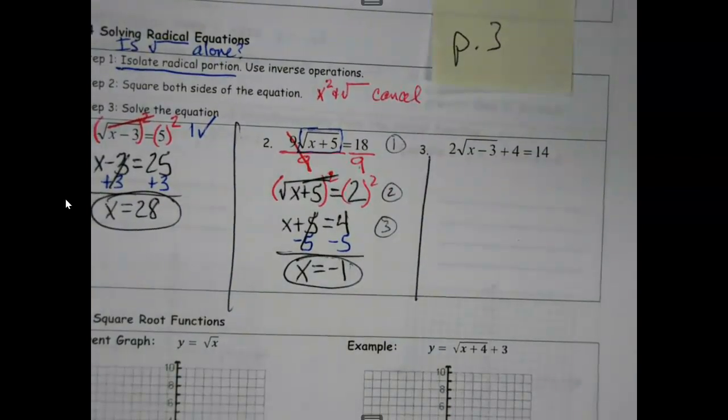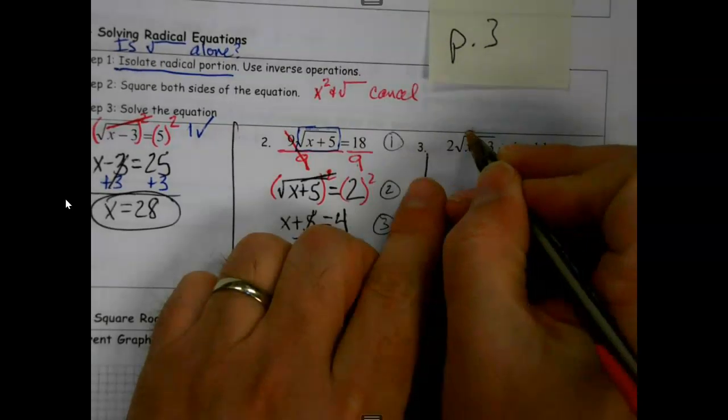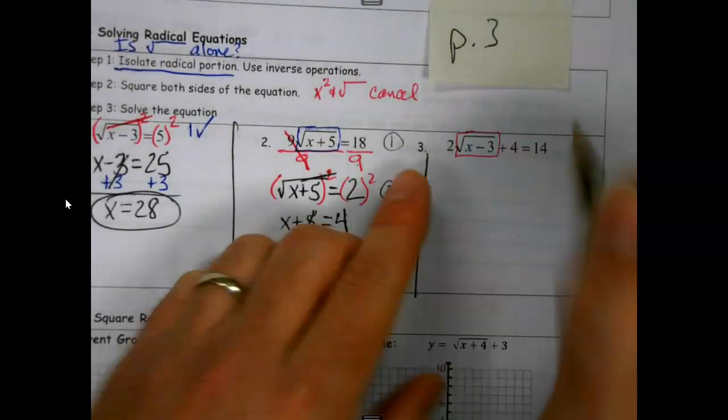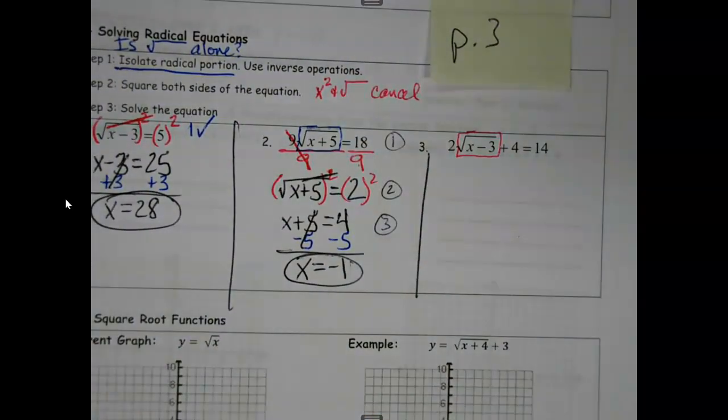Now, 3 is like the big kahuna. It is the craziest one we're going to see. But if we take our time, it still is not going to be bad. So, what I'll have people ask me on this one is, they'll be like, okay, I know I got to get the 2 out of here. And I know I got to get the plus 4 out of here. Does it matter what order I do them in? Kind of. Okay? Technically, I could do it either way.